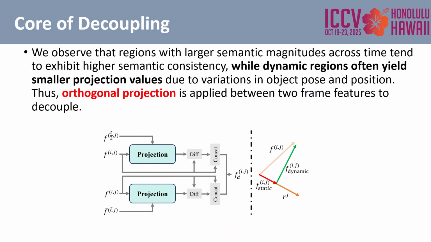Our main insight concentrates on the decoupling. Specifically, we observe that regions with larger semantic magnitudes across time tend to exhibit higher semantic consistency, while dynamic regions often yield smaller projection values due to variations in object pose and position. Thus, orthogonal projection represents the semantic overlapping part of the two frames. In other words, regions in the two frames with no texture and shape transformations are identified as the static part.